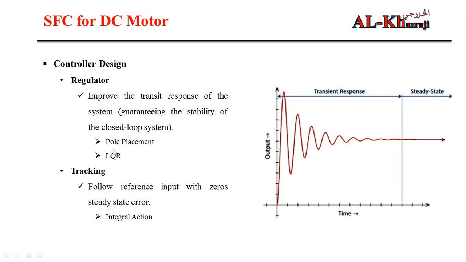However, these two techniques don't solve the other problem, which is the tracking problem, to remove the steady state error. And there are two ways to remove the steady state error. In the previous video, we used the DC gain. In this video, we will add the integral action to the state feedback controller in order to make our system follow a reference with zero steady state error.